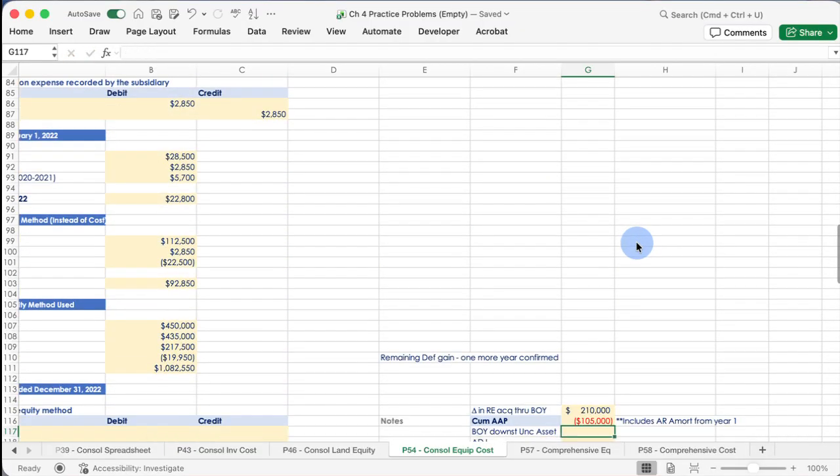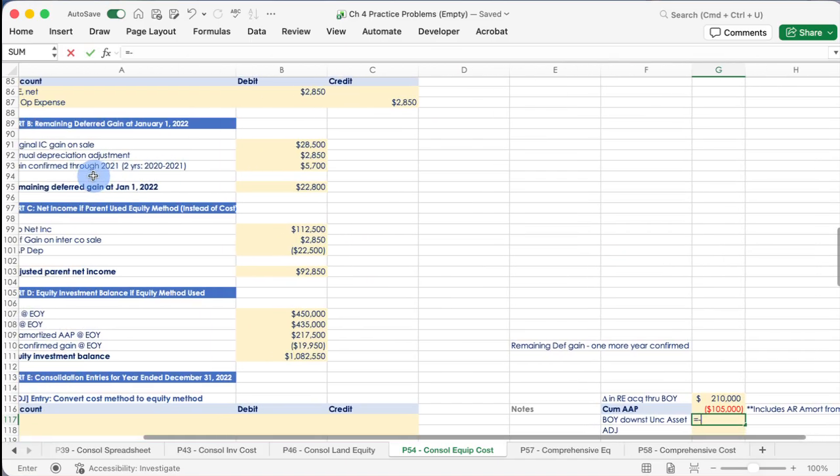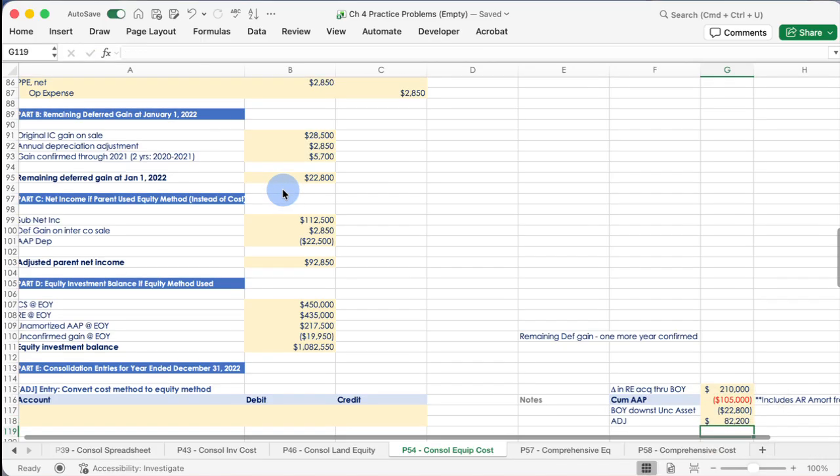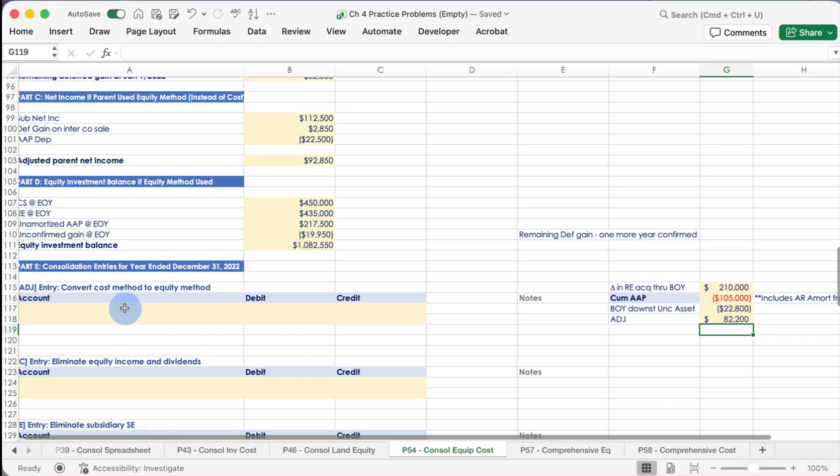And then we also need to grab our beginning of year downstream unconfirmed asset. And we already calculated that over here. So I'm going to put a negative sign and then grab this 22,800. And then we'll do a sum. And we can get the total of 82,200 is what we need to adjust for.